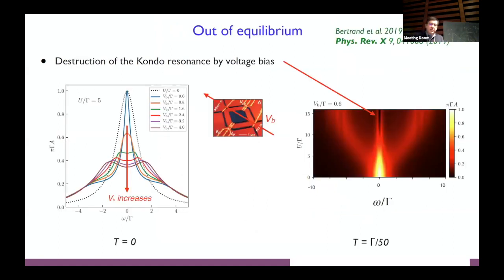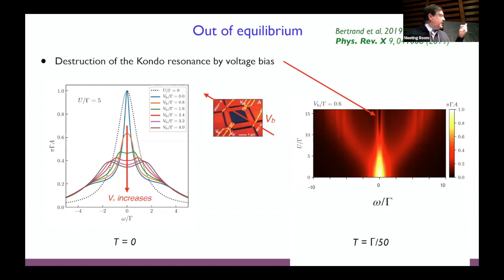Now, this method would be interesting if we were doing only equilibrium, but of course, its real interest is to go out of equilibrium. So what happens when you take a quantum dot and you put a voltage across the dot, like this? Well, you're going to destroy the Kondo resonance because you're injecting energy in the system. You're going to melt the Kondo resonance.